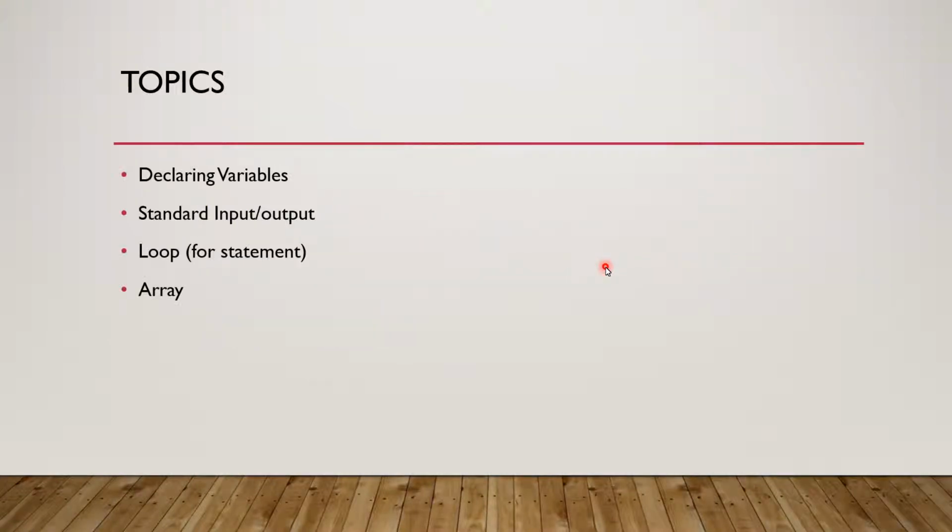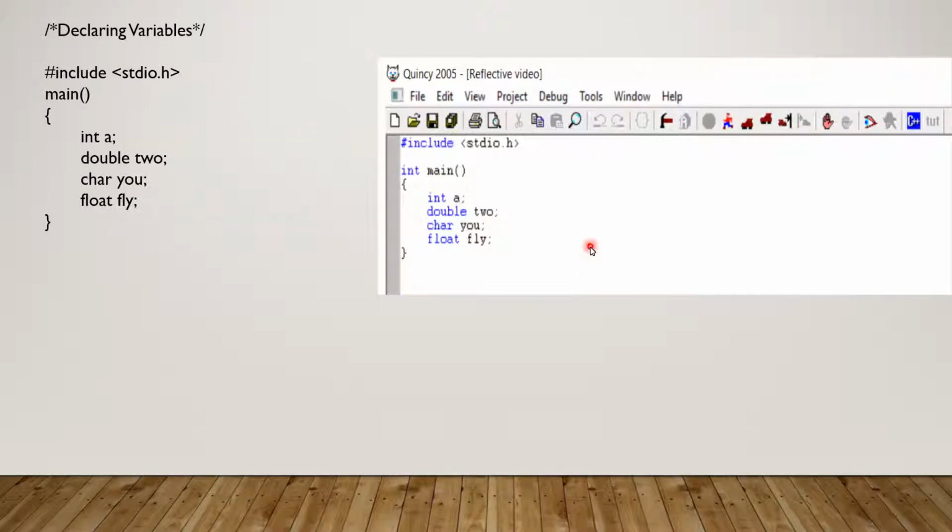In today's video, I will give a brief explanation on how to declare variables, standard input, output, for loop, and array. To declare a variable in C programming, we need a data type followed by the name of the variable. We only need to declare a variable when we wish to store a value inside of it.